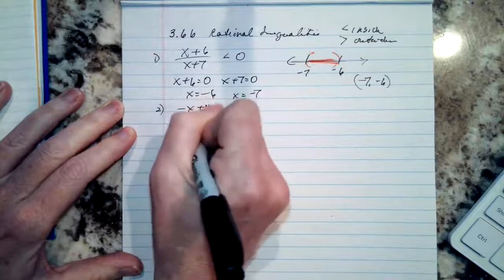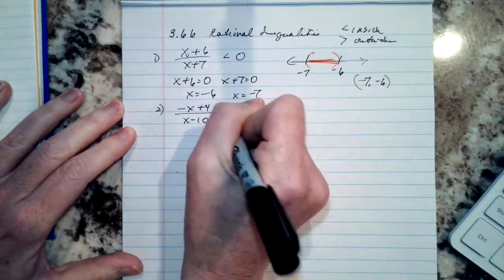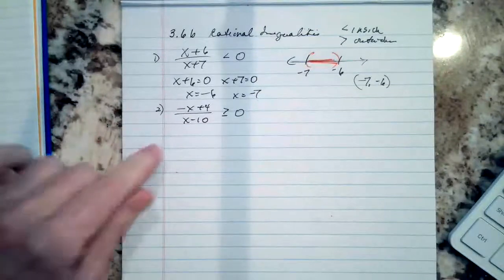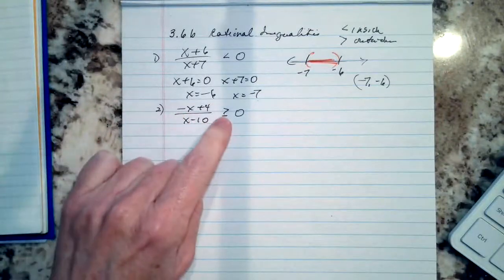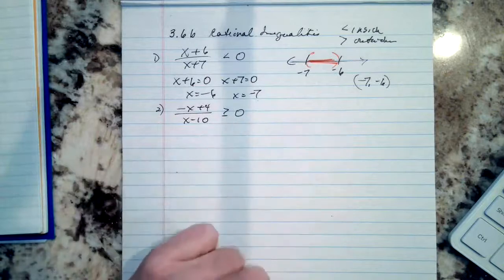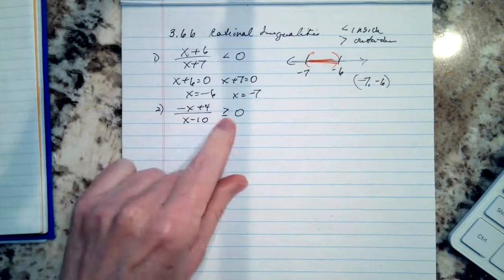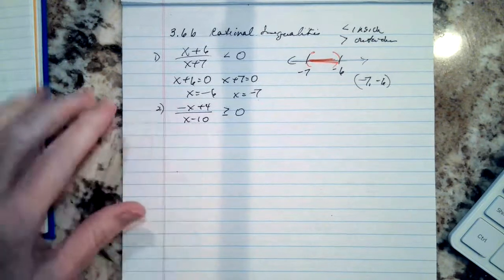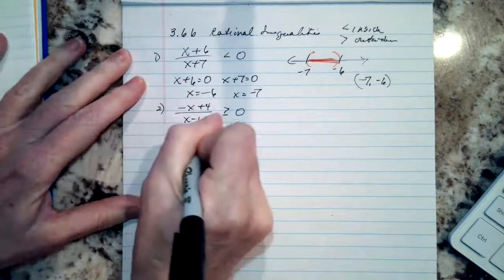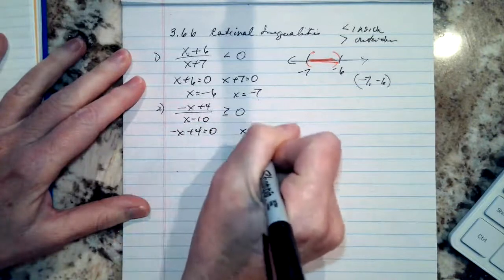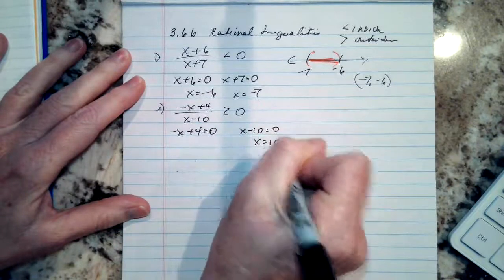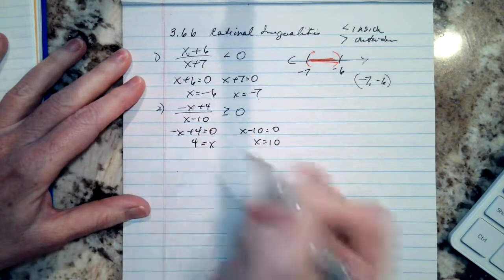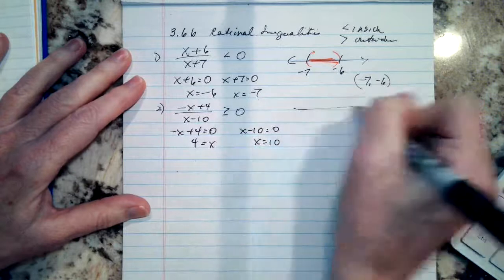-x plus 4 over x minus 10 is greater than or equal to 0. Okay, there are 2 weird things that are going to happen here. We have a -x with an inequality, so that's going to throw what we do over here. And we've got an equal to possible here. Let's go ahead and put them equal to 0. Same old, same old. X minus 10 equals 0, so x equals 10. I'm going to move the x over here so it's a little easier to see. It's just one step. X equals 4.